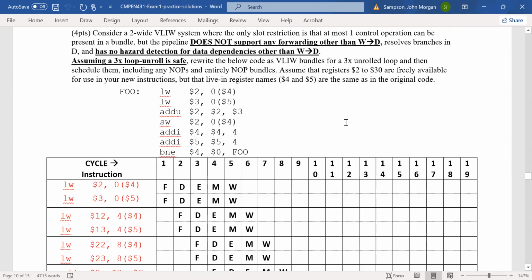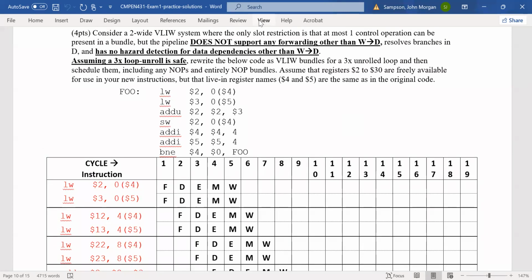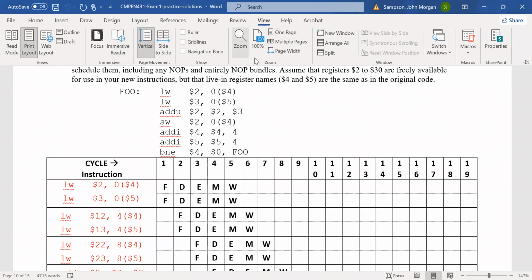This is a little more tedious than what you would see on the exam, right? A 3x loop unroll isn't hard, it just takes you a little while. So here we have a machine. It does not have any hazard detection for anything other than the W2D bypass. It only supports W2D forwarding. Everything else you had to schedule, right? So how's this going to work? Let's again make this a little smaller.